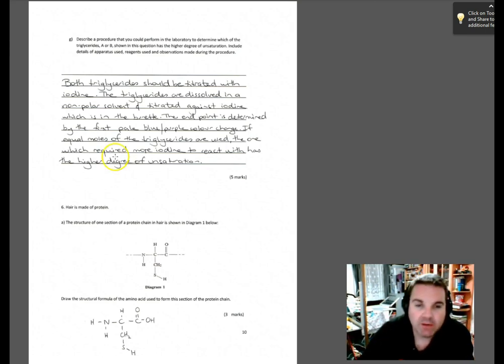All right. Hair is made of protein. The structure of one section of protein is here. This is cysteine, the amino acid, and they ask you to draw the structural formula. So all they're trying to work out here is if you know how to draw the structure of an amino acid. Amine group on one end, carboxylic acid on the other end. So they're just asking you to complete that. You really should be able to do that.